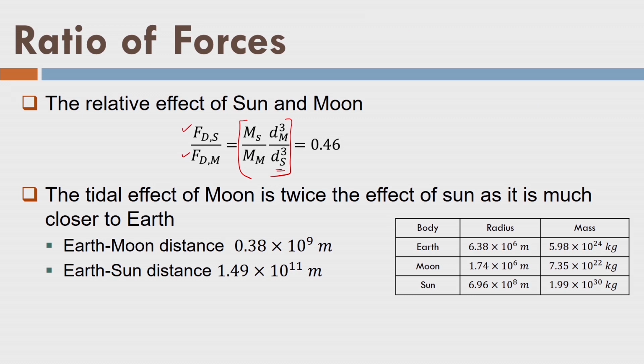And if I take this data which is listed here about the radius of the earth and about the mass of the moon and sun, and then I use this data, the distance, that is ds and that is dm, and put it here, what will happen? I will get a ratio of 0.46. You can try it yourself.